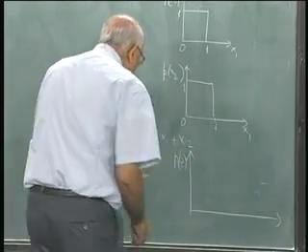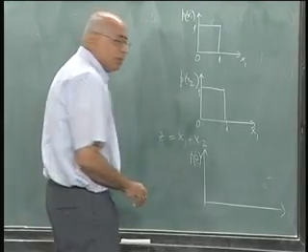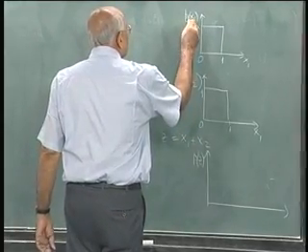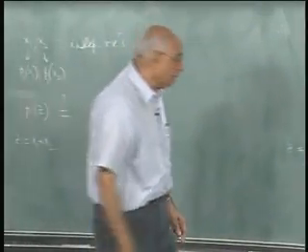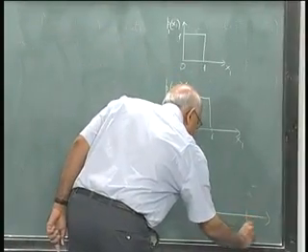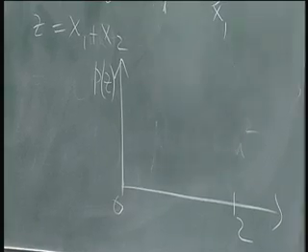I am sorry I am using the same symbol p here, I should use another function, it is a different function here. So let us call this p1, this is p2, and then this p of z, this will go up to 2 and it will start at 0, the area under the curve must be equal to 1.